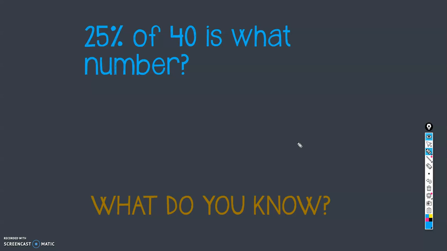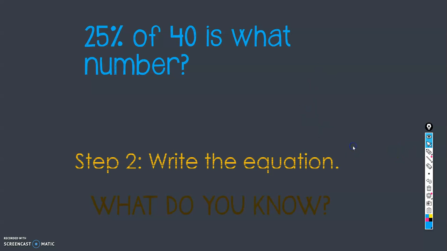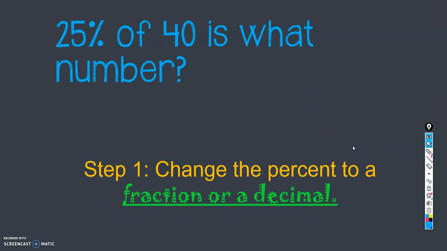Let's go back one here, and let's try this with a decimal. Oh, come on, clicker here. We go back. There we go. So change the percent to a fraction or a decimal. Let's try it as a decimal.